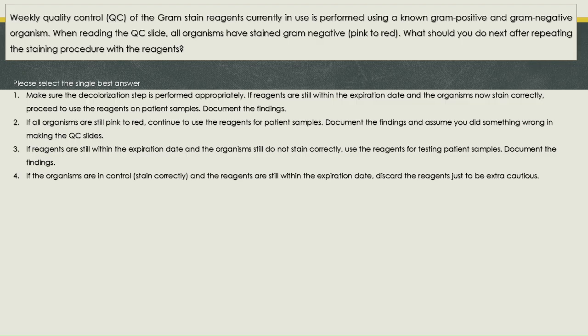3. If reagents are still within the expiration date and the organisms still do not stain correctly, use the reagents for testing patient samples. Document the findings. 4. If the organisms are in control, stain correctly, and the reagents are still within the expiration date, discard the reagents just to be extra cautious.